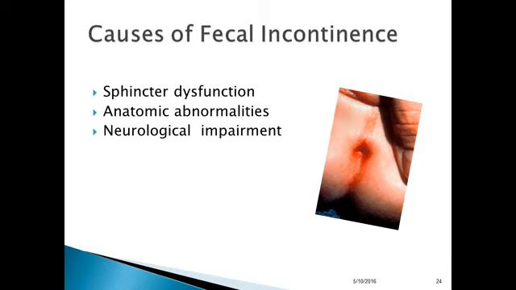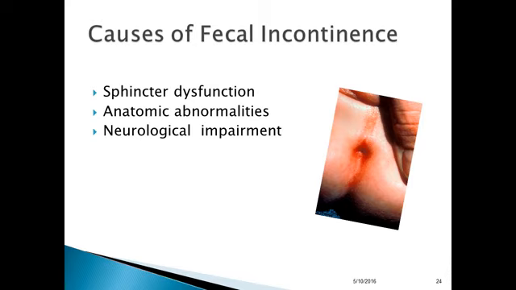Anatomic abnormalities may result from tumors, rectal prolapse, obstetrical injuries, surgical trauma, accidental injuries, third-degree hemorrhoids, fistula, abscess, or perianal disease, and congenital malformations of the anal rectum, such as imperforate anus, as seen in the photograph on this slide.